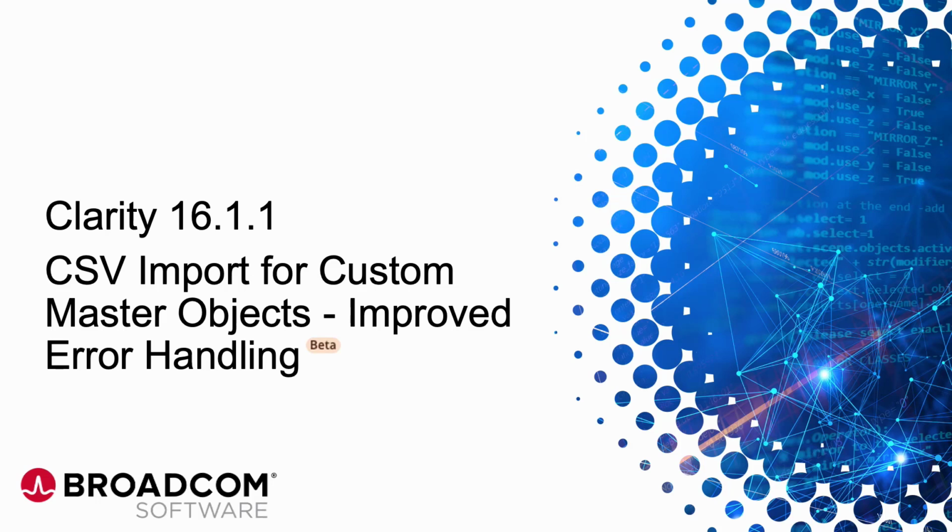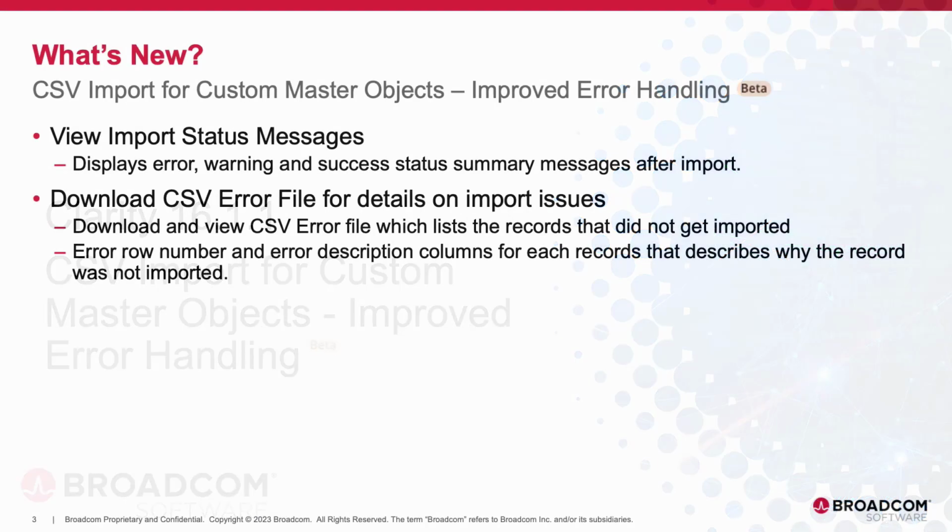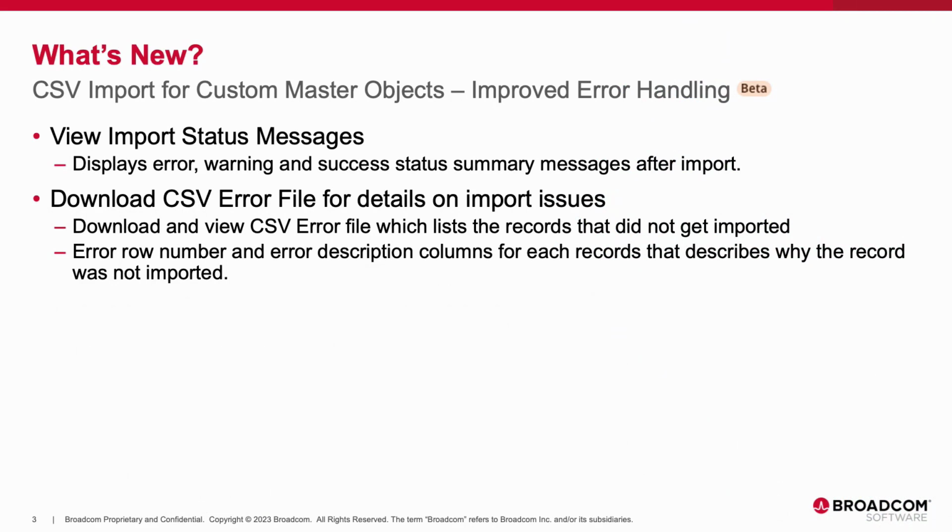Today we're going to cover the CSV import for custom master objects and the improved error handling for Clarity 16.1.1. The CSV import for custom master objects is still beta, but we've added enhancements related to the error handling. One of the things that's new for this particular release is that we improved the import status messages. So we give you a dialog of the successful, warning and error messages that happened after the import.